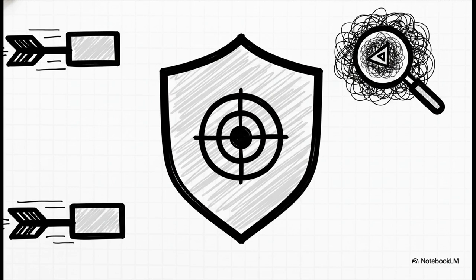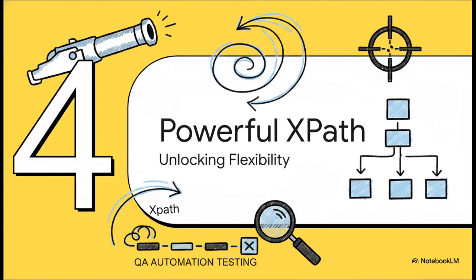These symbols are your absolute first line of defense against dynamic web pages. Seriously, if an ID is randomly generated but always starts with the word user, slapping that caret symbol in there ensures your test finds it every single time, completely ignoring the random numbers tacked on the end. On to section 4, unlocking powerful XPath.